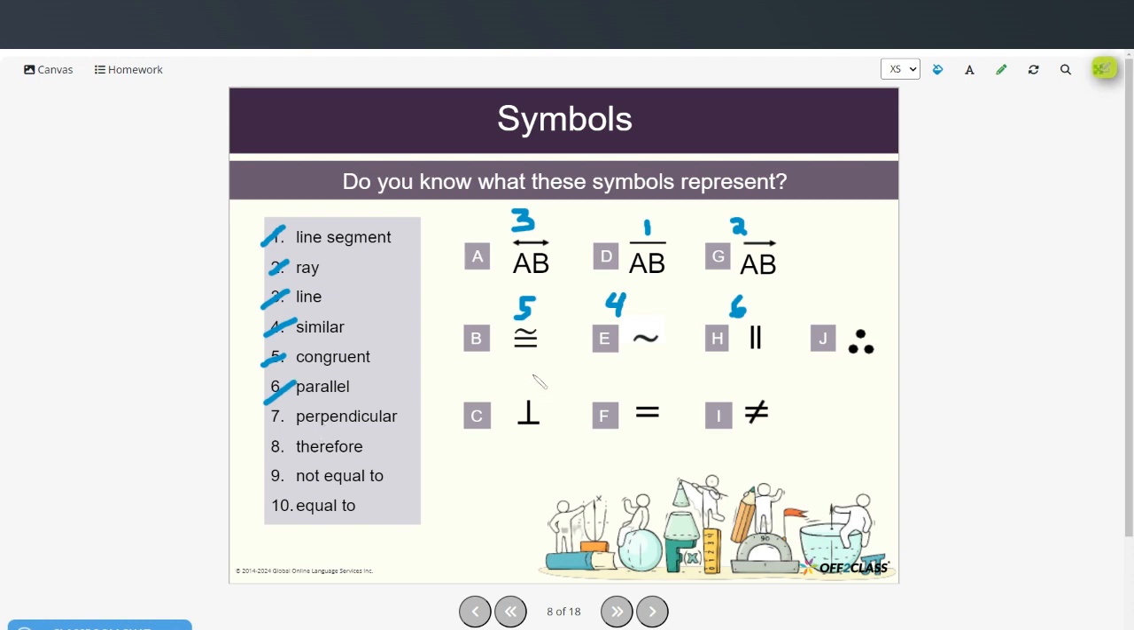Perpendicular is letter C. Therefore is letter J. Not equal to is letter I. And equal to is letter F.